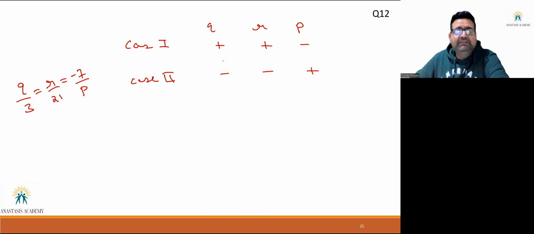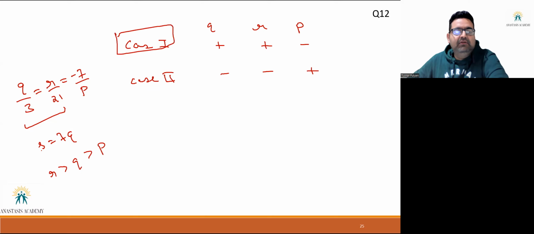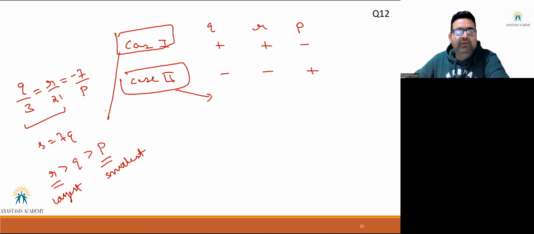Now for the first case, when Q and R are positive, I can calculate this: R becomes 7 times Q, right? And if R is 7 times Q, then R is greater than Q. And anyway, P is negative. I'm talking about case 1 first. In case 1, R is 7 times Q, so R is greater than Q, and P is a negative number. So the smallest is P and the largest is R. In the first case, this is the smallest and this is the largest.